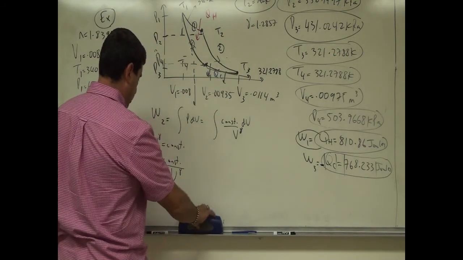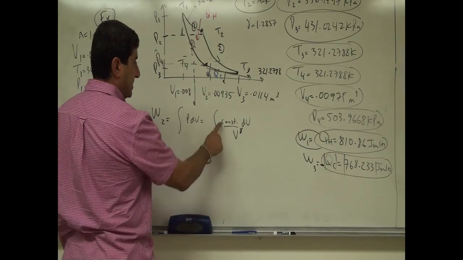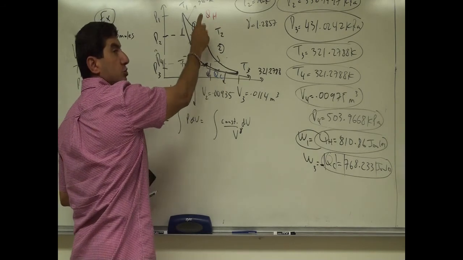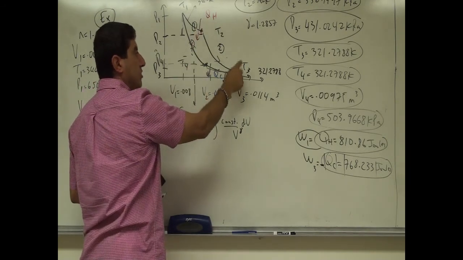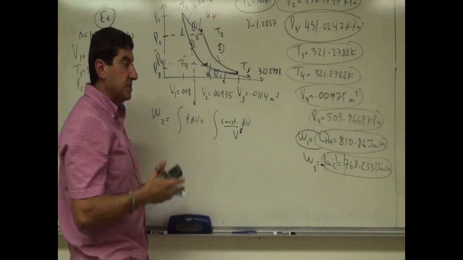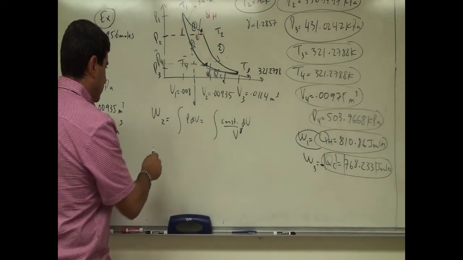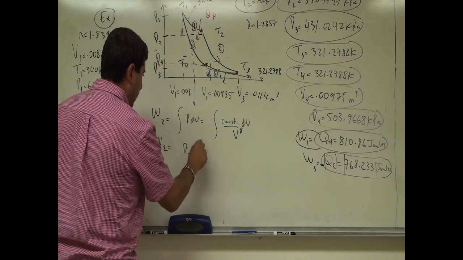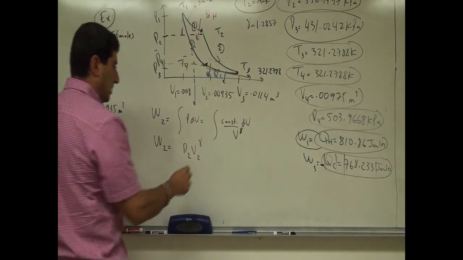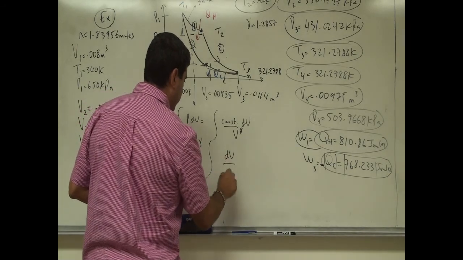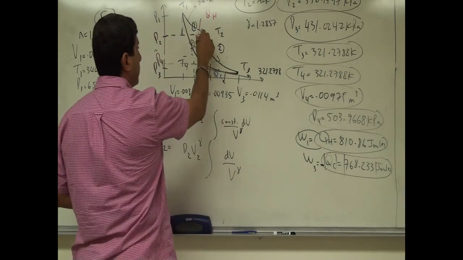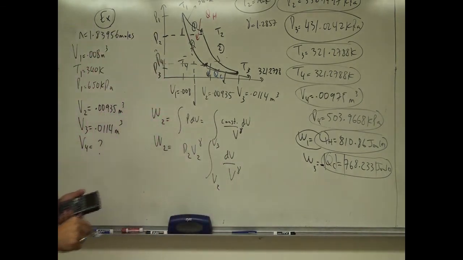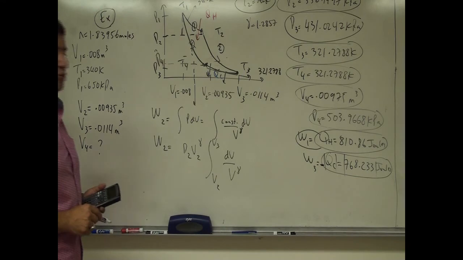So then what is that integral? Well, what is the constant? The constant is the one that stays the same. It's the P2 V2 to the gamma, which is the same thing as the P3 V3 to the gamma. So the constant is the P2 V2 to the gamma, right? So W2 is going to be P2 V2 to the gamma. The constant comes out of the integral. And then you integrate dV over V to the gamma from where? From V2 to V3. Okay? So that's going to give you W2.